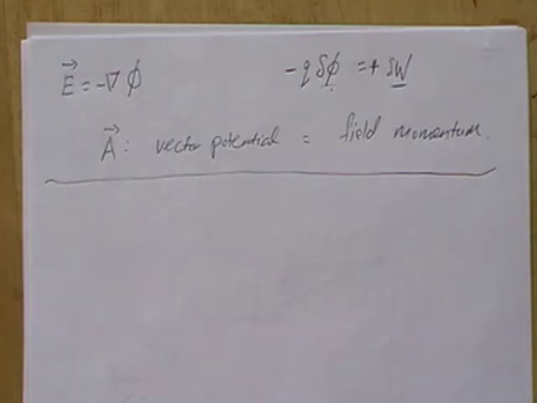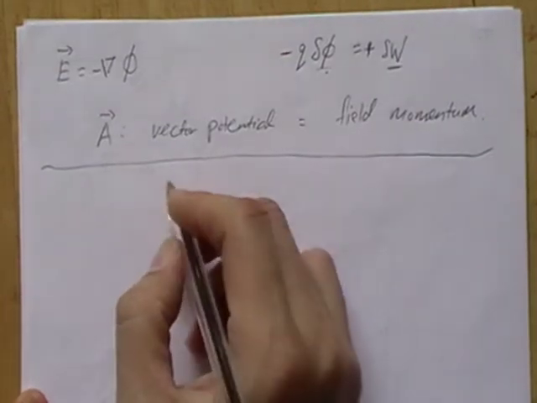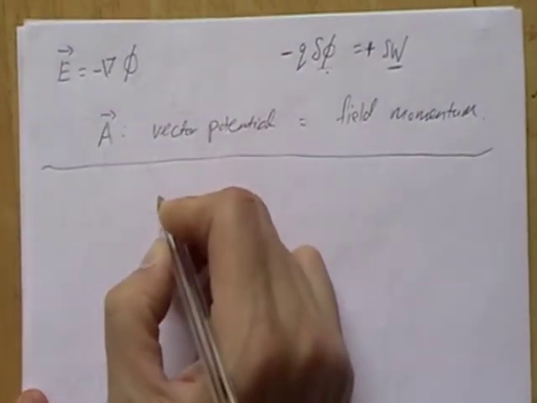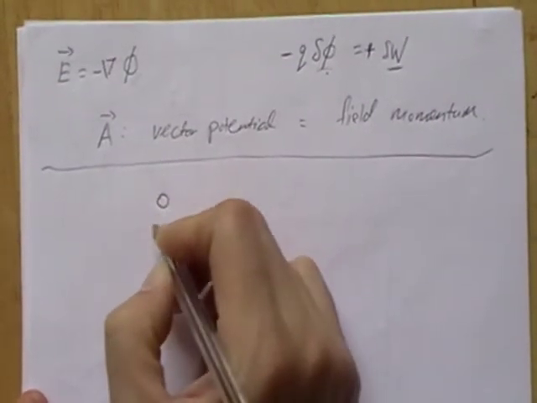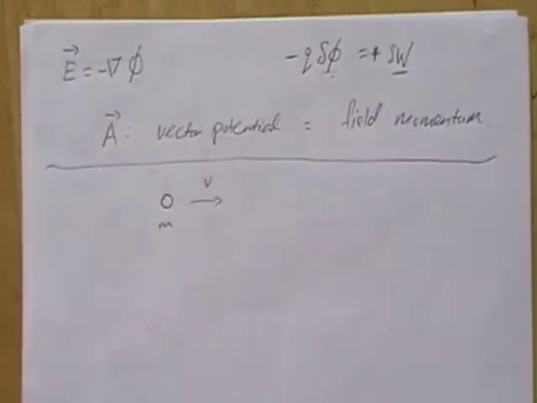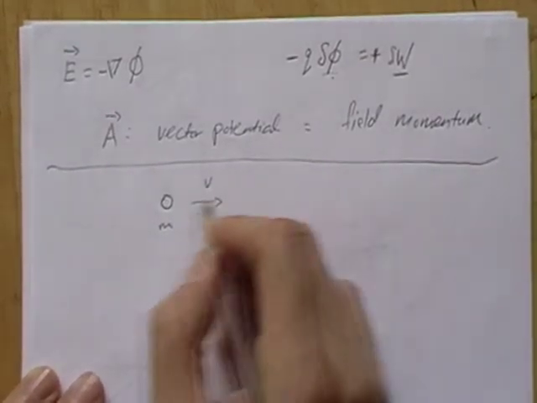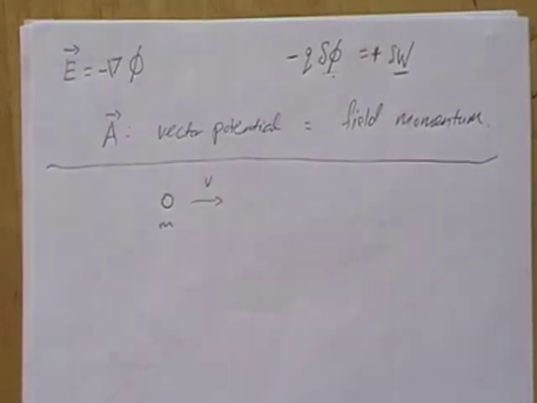Now let's start with the very simple example in quantum mechanics where we have just a particle of mass m, let's say moving with a speed v along, say, the x direction.